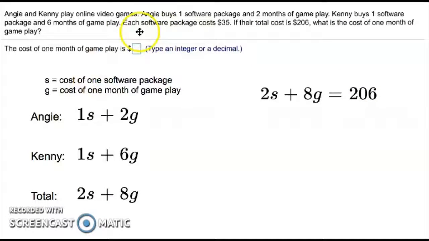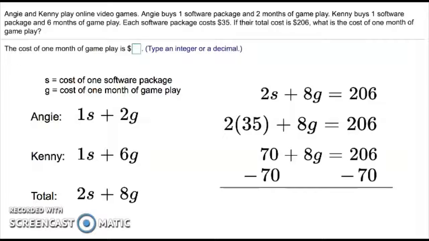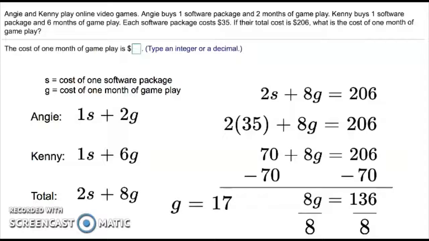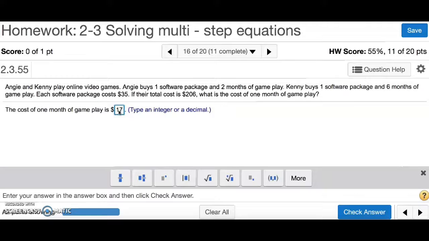Now we're told, again, that each software package is $35. So S equals 35. Let's take the S out and replace it with 35. Now 2 times 35 is 70. 70 plus 8G equals 206. Subtract 70 on both sides, you'll get 8g equals 136. Divide both sides by 8, and g is going to equal 17. And $17 would be the cost of 1 month of gameplay. Typing in the answer, we have 17.